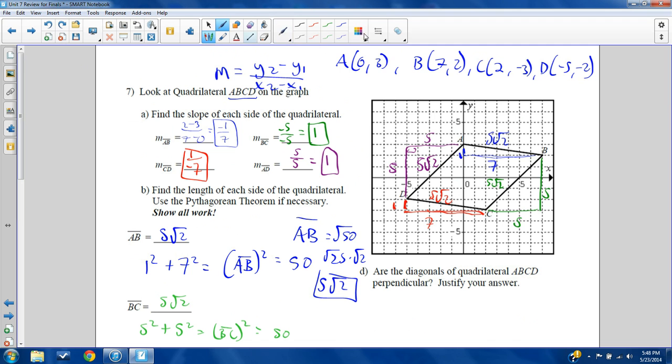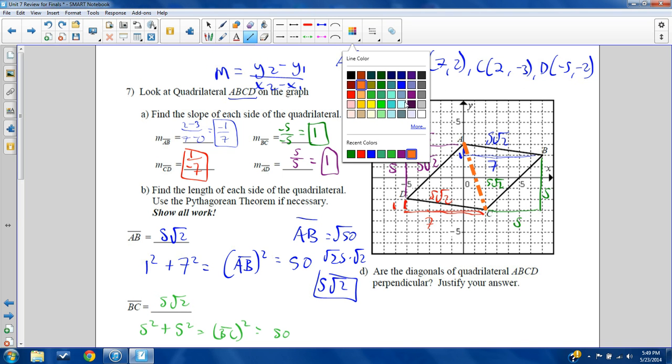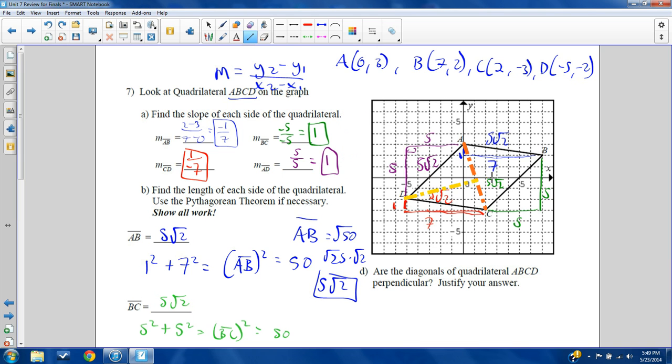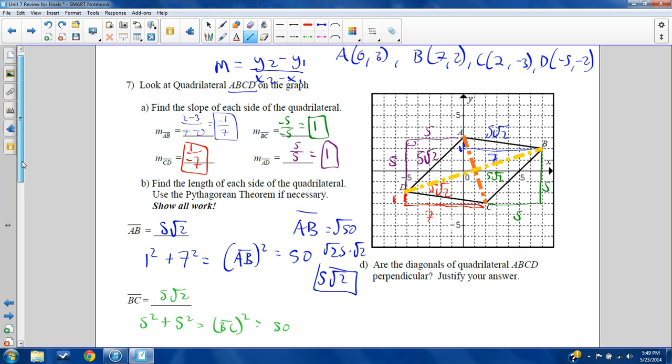From A to C, it's going to look like that. And from B to D, what's a unique color here? Let's get yellow, a darker yellow. B to D, I have that right there. So those are the diagonals. And what we have to do is find their slopes.